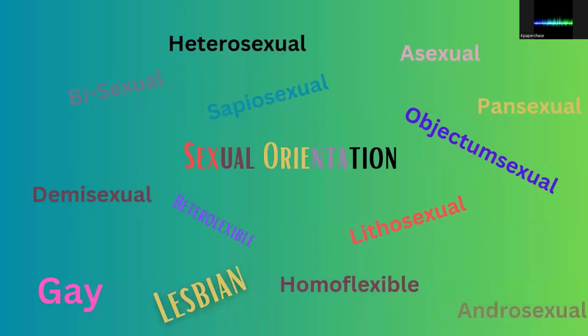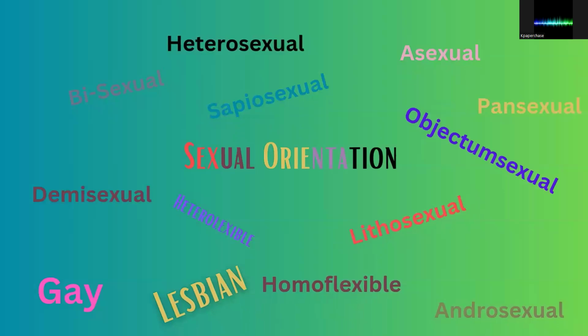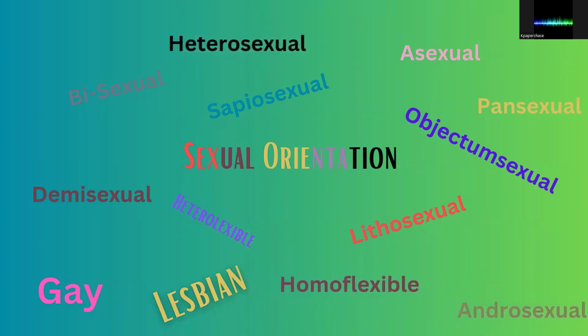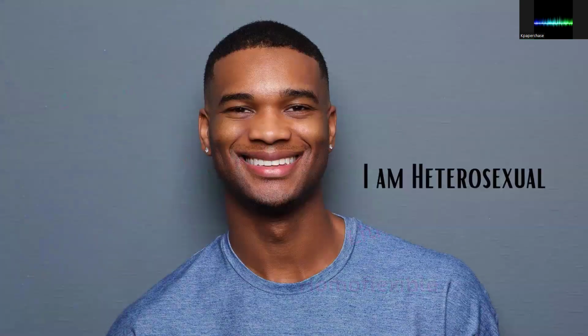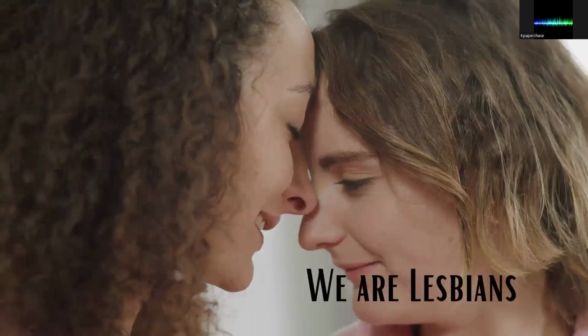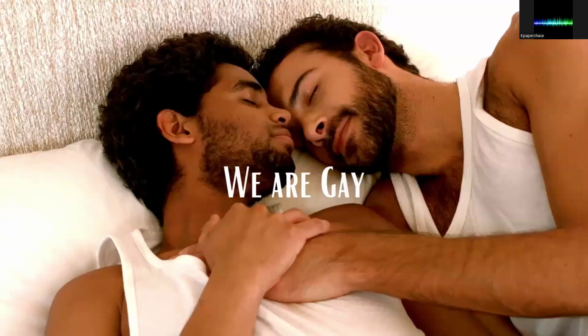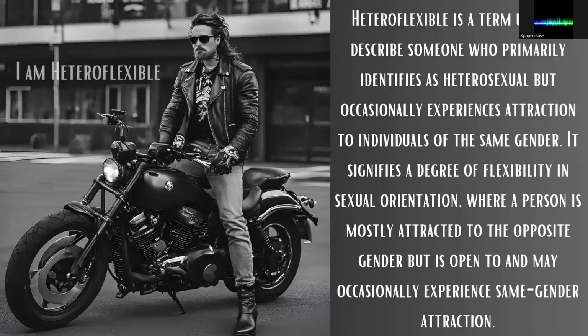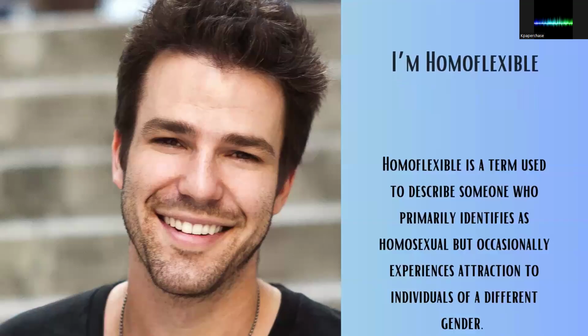All right, so now let's talk about sexual orientation. There are a lot of different sexual orientations that we're going to talk about. So let's take a look at them now. Heterosexual, we know what that means. That means a man who likes a woman, or a woman that likes a man. A lesbian is two women, like we explained together. We know that gay means two men. And I want to talk about something else that you maybe never heard of. So heteroflexible, this is a term used to describe someone who primarily identifies as heterosexual, but occasionally experiences attraction to individuals of the same gender. So he's flexible, but he's hetero. Now we have a homoflexible.